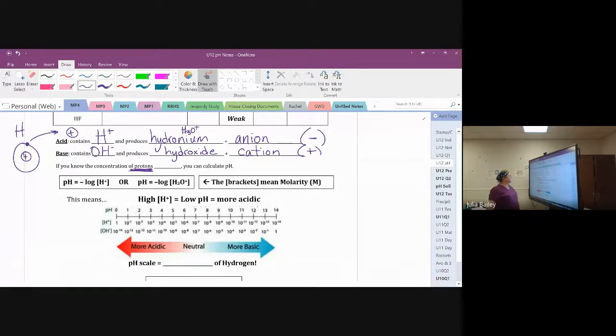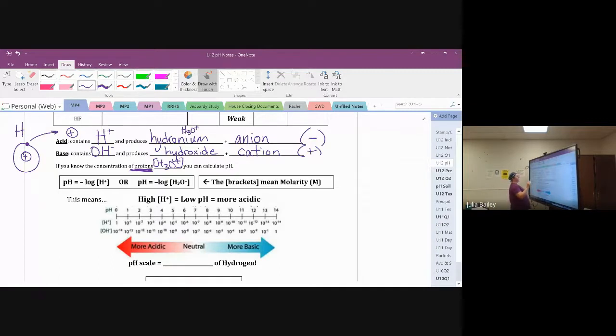We get these protons because a hydrogen atom lost an electron. So when we talk about protons, we're also talking about the hydrogen ion concentration. And we symbolize that by putting these square brackets around the proton or around H3O plus. They mean the same thing.